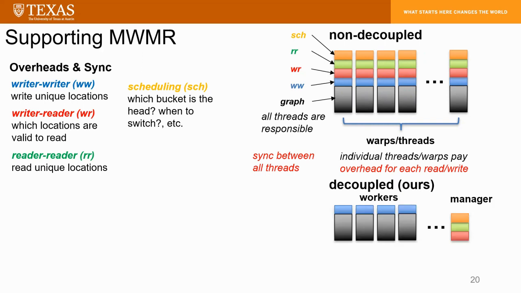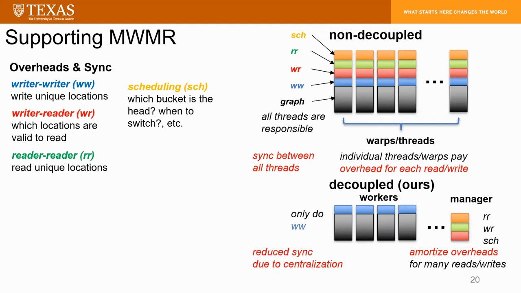So in a decoupled approach, that is our approach, the workers only have to perform writer and reader related tasks, while all other tasks are centralized to the manager. That means the manager can amortize those overheads. It can pay the overhead once for many read-write operations. And also, because these tasks are centralized to the manager, we have reduced synchronization.